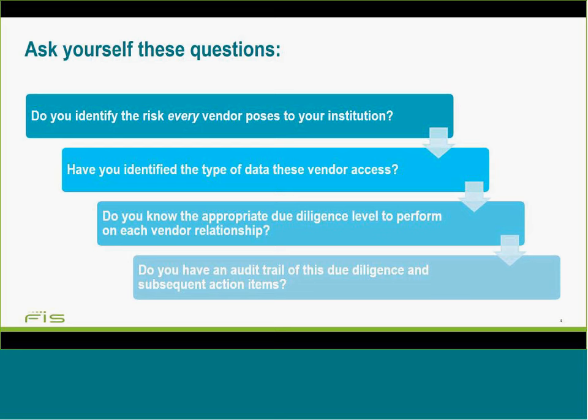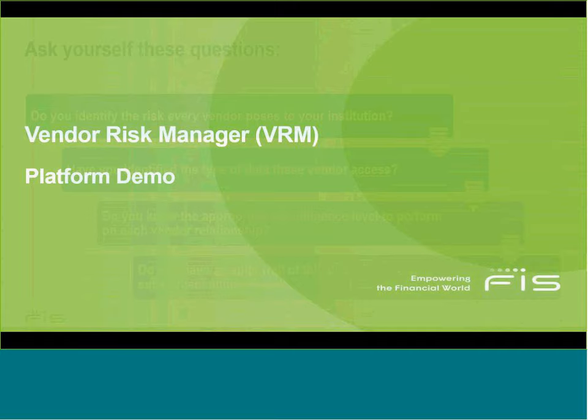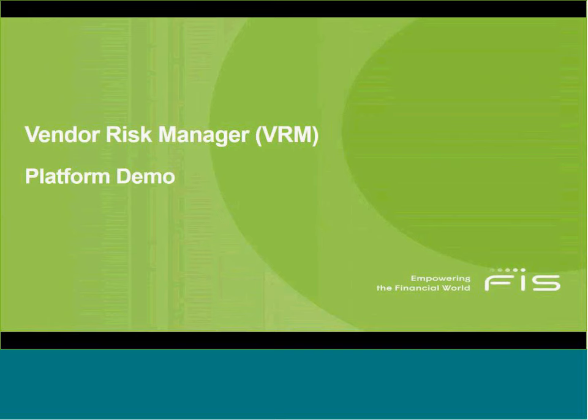Three, do you know the appropriate due diligence level to perform on each vendor relationship? Those tiers, knowing if that is a critical or least critical vendor, you will start to realize and have that full transparency on what diligence to proceed with. And then lastly, do you have an audit trail of due diligence and subsequent action items? Logging those issues into your system and showing from an auditor's perspective what you are actually doing today. This is what Vendor Risk Manager brings to the table.